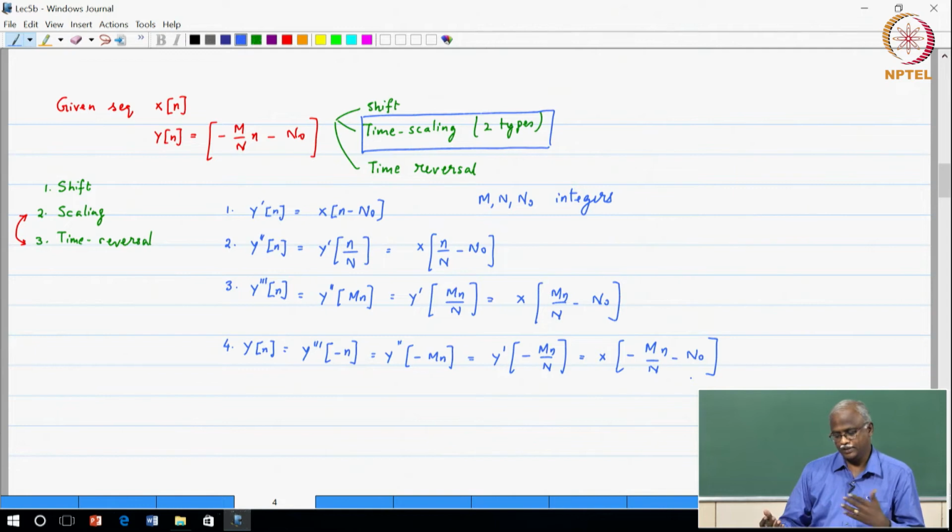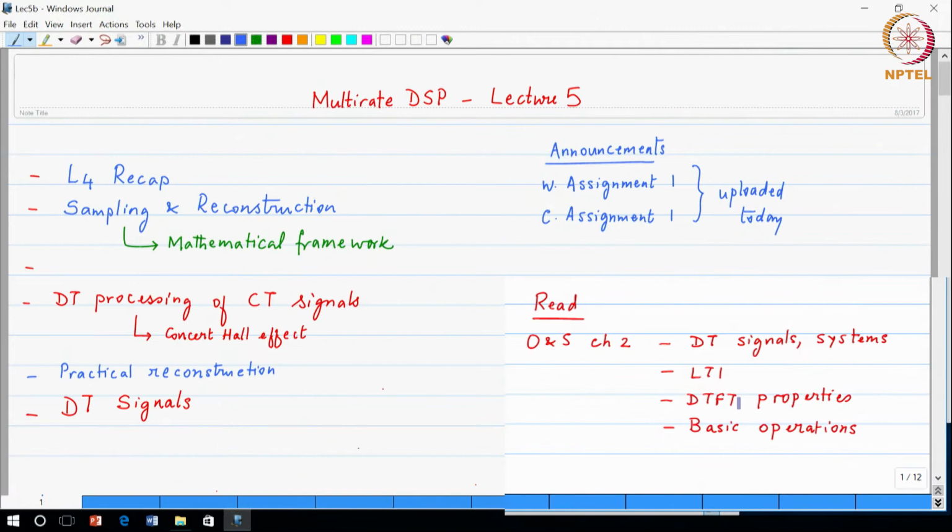And of course, there are several simple examples that we can try out, but this is the most general case and good for us to keep that picture in mind. Okay, so discrete time signals, do take a look at Oppenheim and Schafer chapter 2, basic properties, basic operations, and also built into it the understanding of the DTFT and its properties. So, again that would be a quick review.